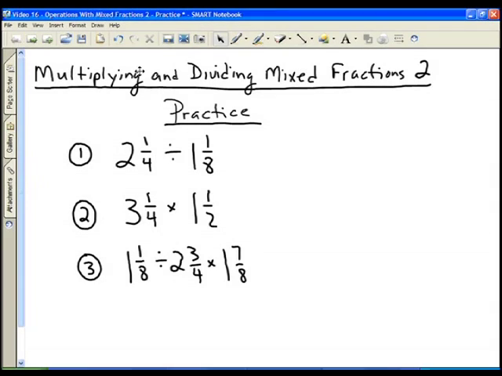In this video, we're going to take a look at some practice problems with multiplying and dividing mixed fractions. So copy these 3 questions down, then pause the video, work out the answers to the 3 questions, and then resume the video where you can see the detailed solutions and see if you understand multiplying and dividing mixed fractions.